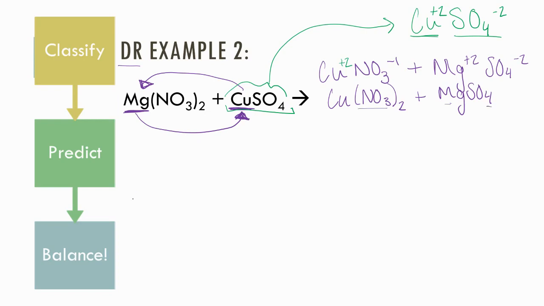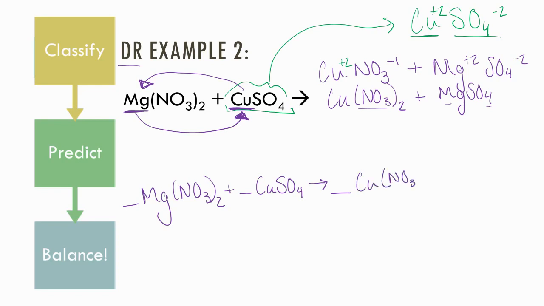So if I rewrite that down here with our blanks to be able to balance, Mg(NO3)2, so magnesium nitrate, plus copper 2 sulfate. We used our reasoning skills to figure out what copper's charge is going to yield copper 2 nitrate and magnesium sulfate.